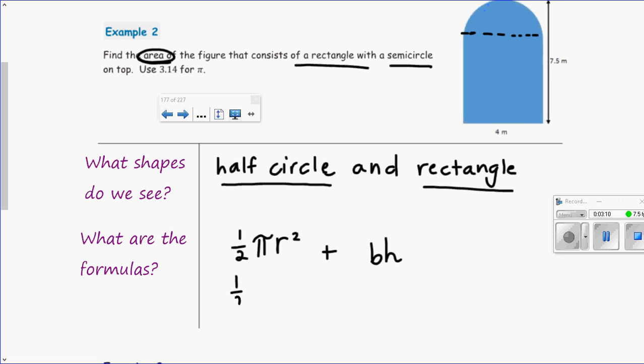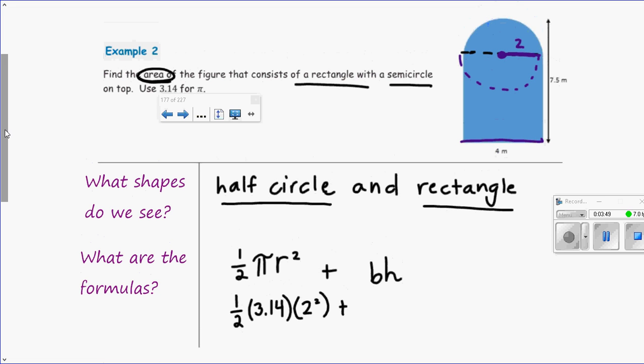So we have 1/2. For pi, we're going to use 3.14. The radius is the one that we're going to have to figure out. So you go ahead and try to figure out if this circle kept going, could you figure out just the radius? And hopefully you can see that this is 4 meters. So this line is also 4 meters. Okay, 4 meters, 4 meters. That would make the radius not 4, it would make the radius 2. Okay, so then we can plug in 2 squared, plus the base and the height.